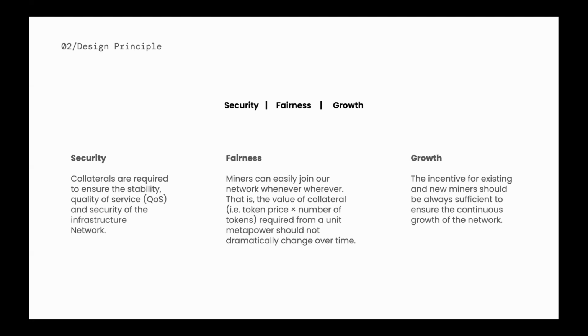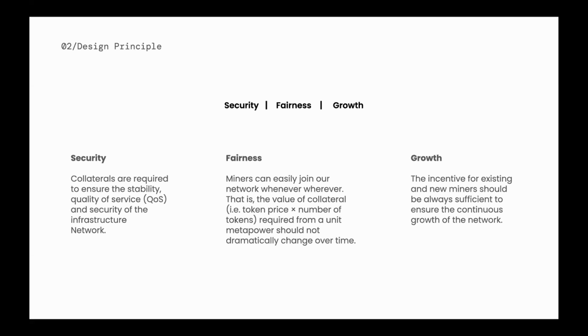The next thing is fairness, which I think CCN is very novel at this point. So what does fairness mean? The miners can easily join our network whenever and wherever. If you're an early miner joining the CCN, or you come late, let's say after 3 months or after 1 year, the total value of collateral you need to pledge when you host your machine should not be dramatically changed over time. I believe some of you are Filecoin miners. In Filecoin tokenomics, the early miners got huge benefit because they pledged a little bit, but they earned much more.